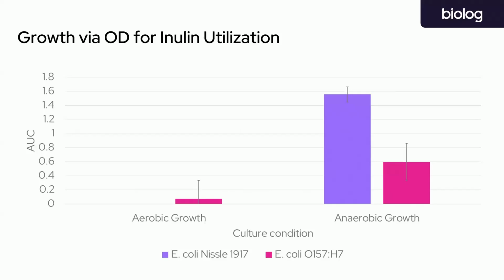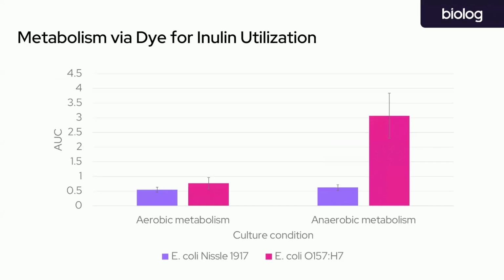Here we can see very limited aerobic growth for either strain using inulin as a substrate, but substantial anaerobic growth with E. coli Nissle outperforming O157:H7, demonstrating the dominant role played by the atmosphere over the strain. Both strains showed similar aerobic metabolism. However, E. coli O157:H7 outperformed E. coli Nissle anaerobically.